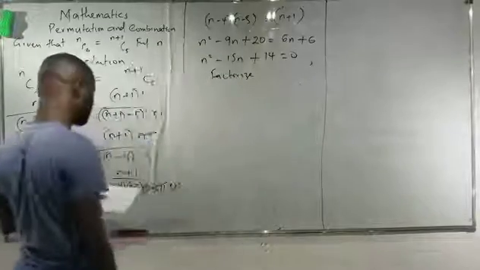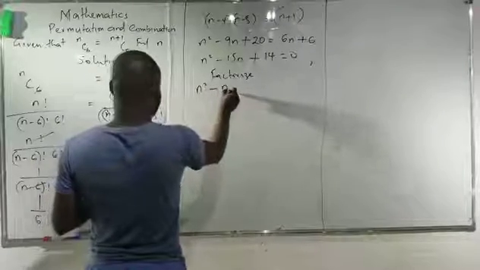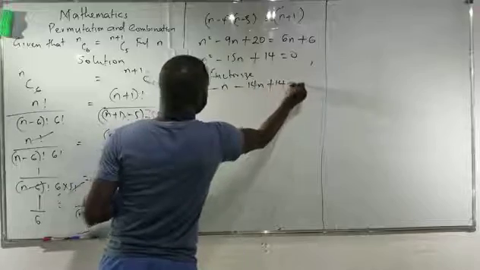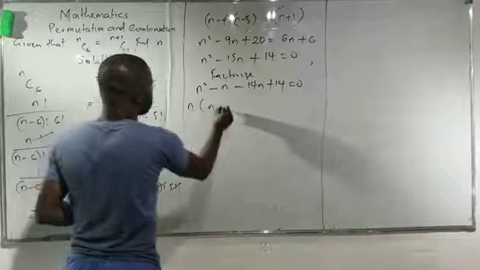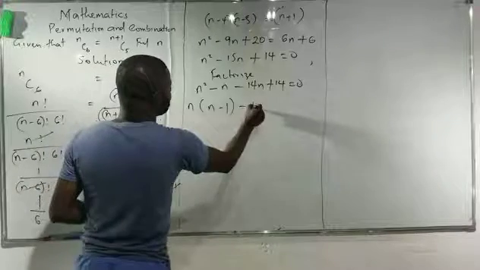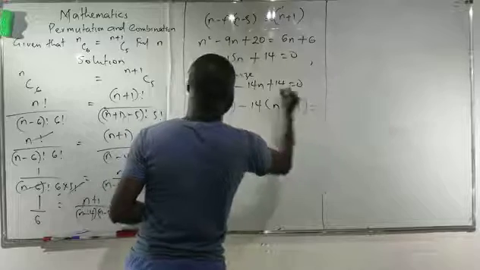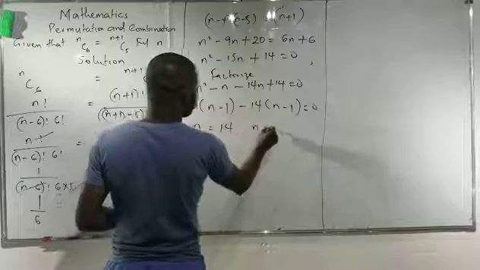Now, how do I factorize it? I have n squared minus n minus 14n plus 14 equals 0. I just factorize, which is n(n - 1) - 14(n - 1) = 0. Now, n equals 14 and n equals 1.